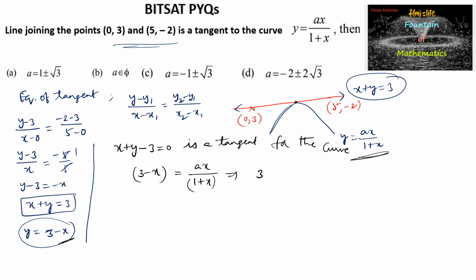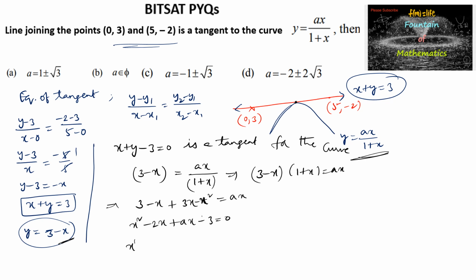So, which can be written as (3 − x)(1 + x) = ax, or simplifying we can write 3 − x + 3x − x² = ax. So we can write x², and here 3x − x is 2x, so we can write −2x + ax − 3 = 0, that is x² + (a − 2)x − 3 = 0, which is a quadratic equation.